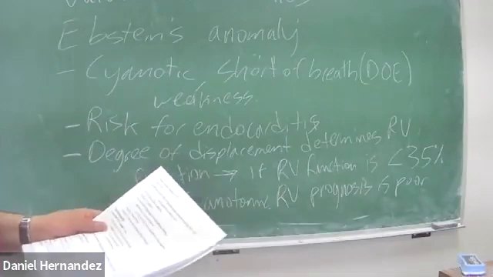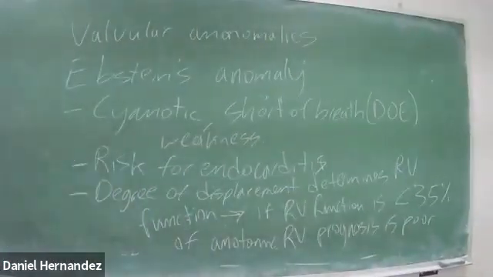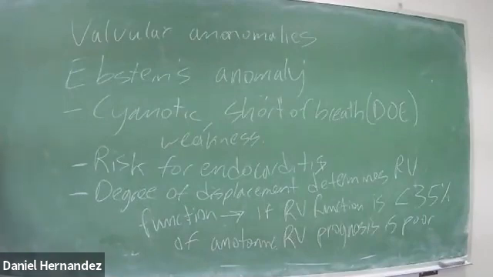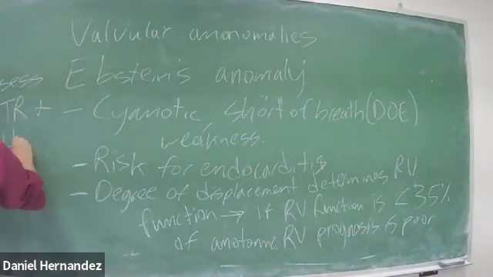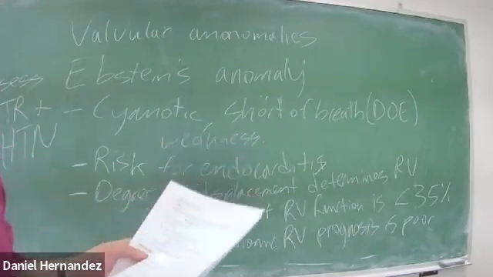With Epstein's anomaly, the main things we're going to be assessing for are going to be our tricuspid regurg and pulmonary hypertension. So we're going to assess for TR and pulmonary hypertension. Good morning.